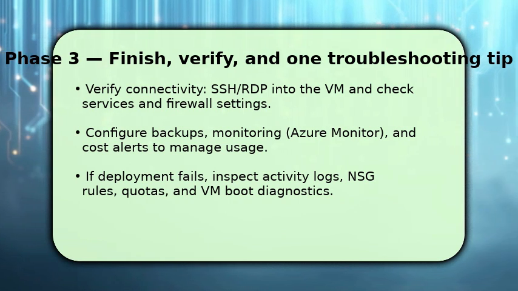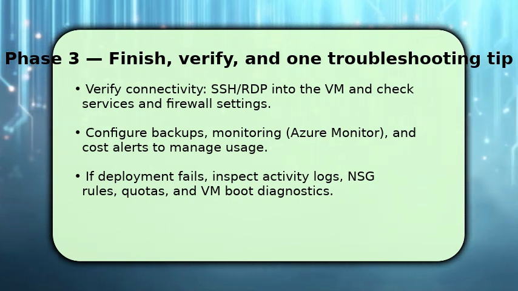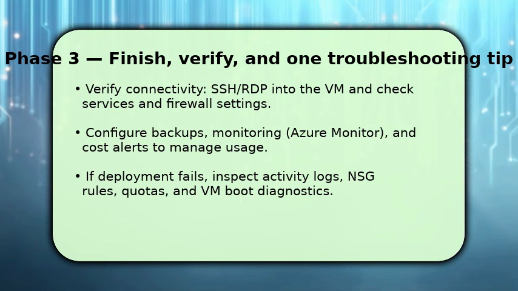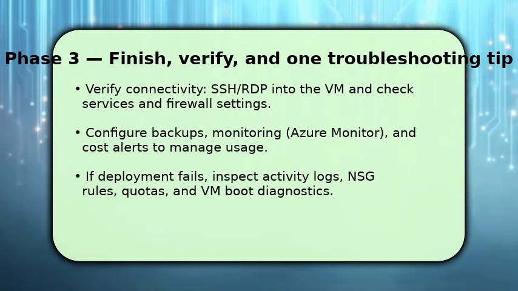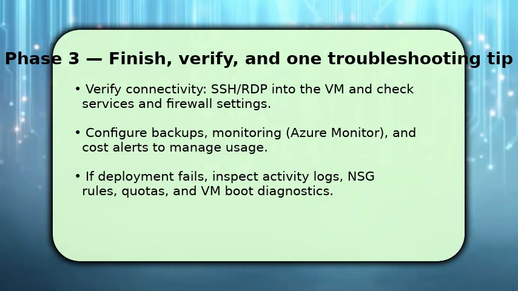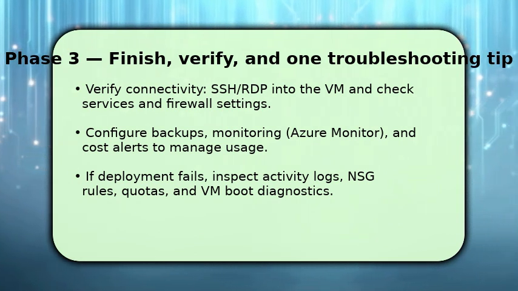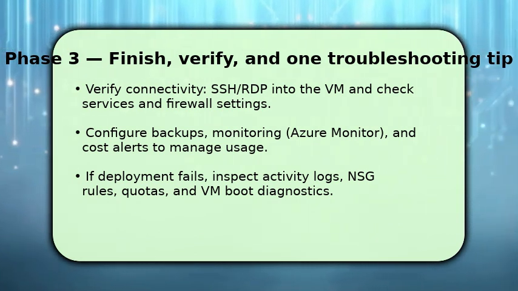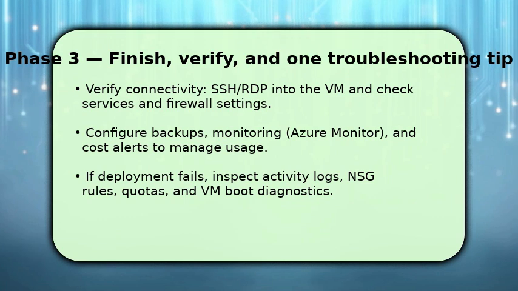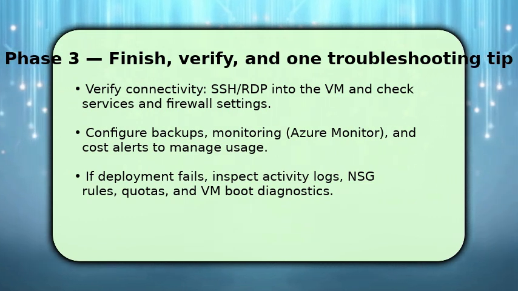This prevents surprises. Finally, if something goes wrong, check the activity log, VM boot diagnostics, NSG and subnet rules, and subscription quota errors. These are the most common failure points. If needed, redeploy with corrected settings and keep consistent naming for cleanup.